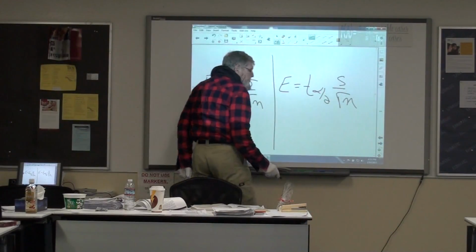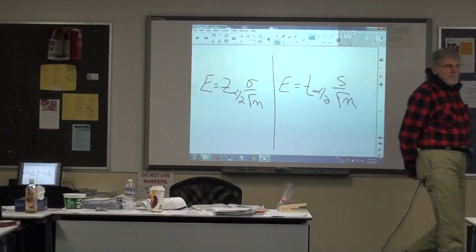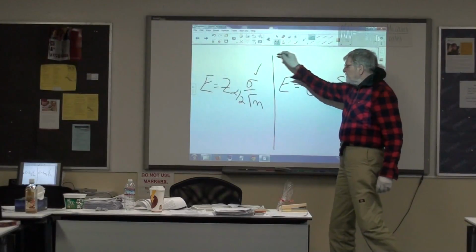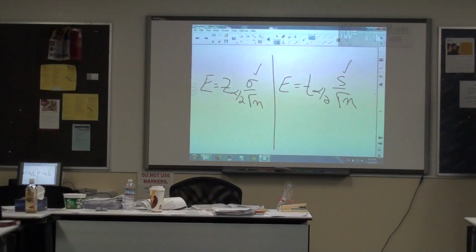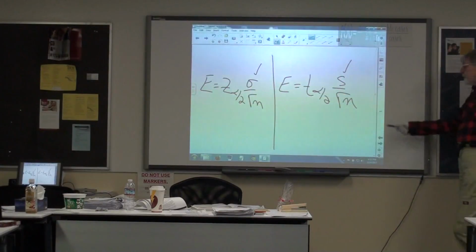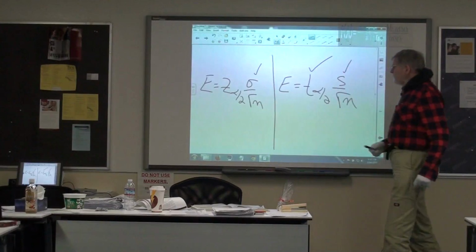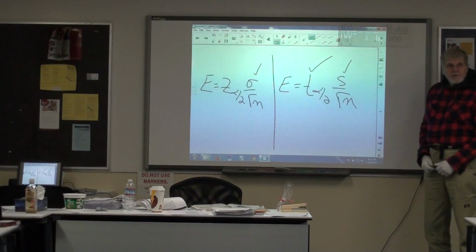Now, what's the difference between these two formulas? First, what's the difference between these and these? Sample versus population. One's a sample, one's a population. So when you use the sample distribution, you can't use the z-table, you have to get T of alpha over 2.